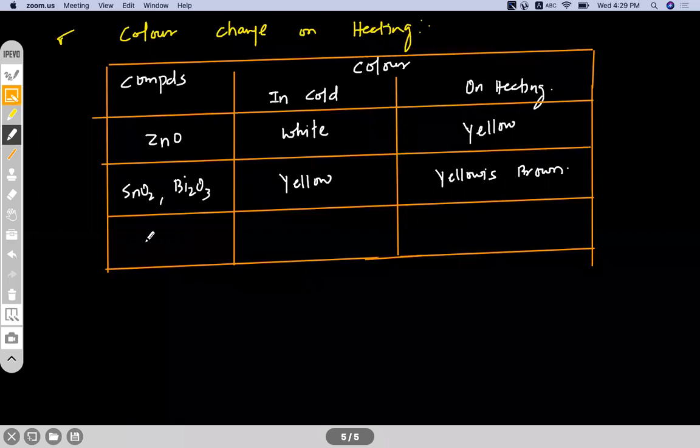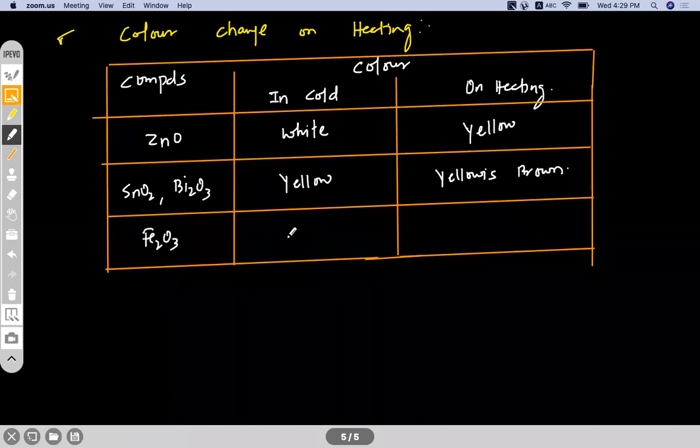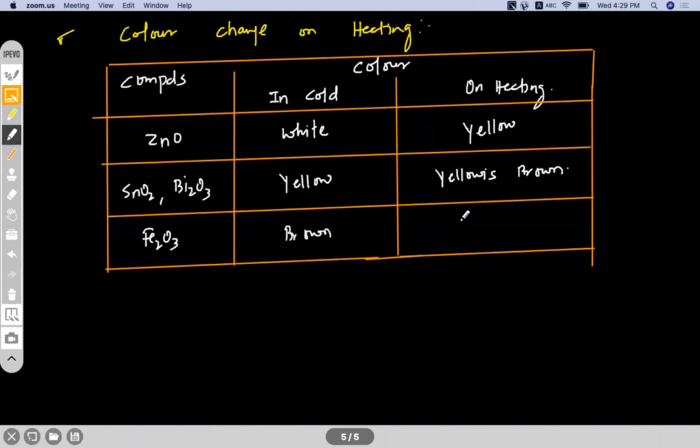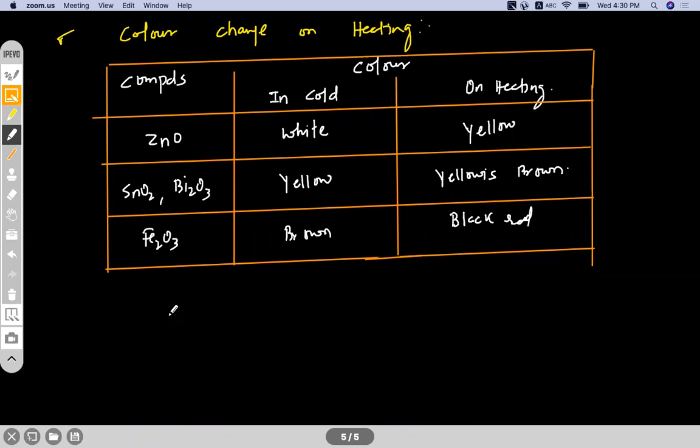Okay, Fe2O3, this is brown, and when you heat this, it becomes blackish red or black red, you can say. Okay, so these are the few compounds we have which change color on heating. Few ions and their color. Okay, first you copy this down, I'll go to the next line.